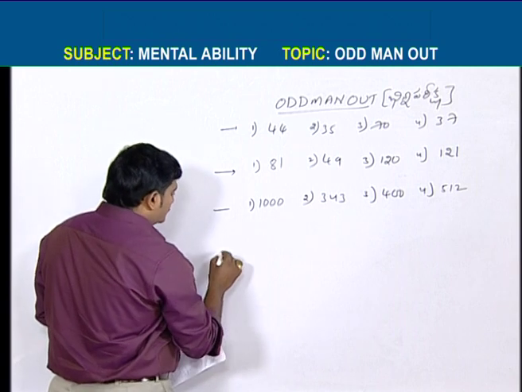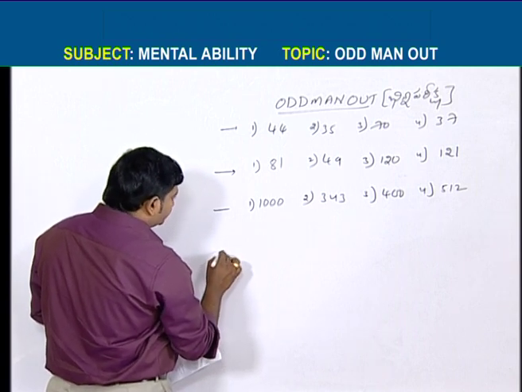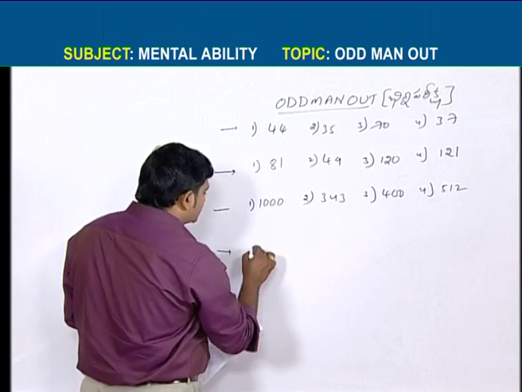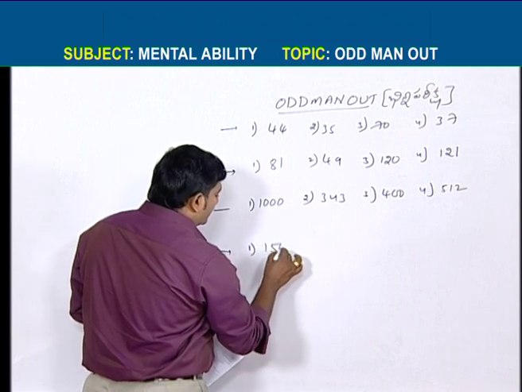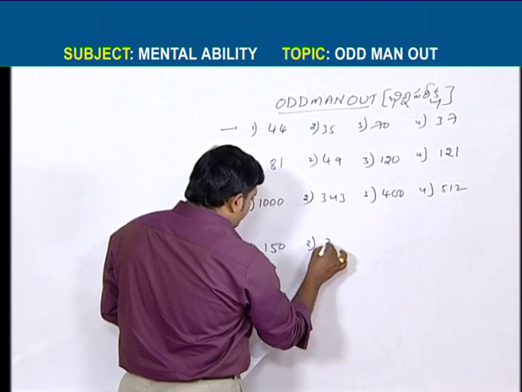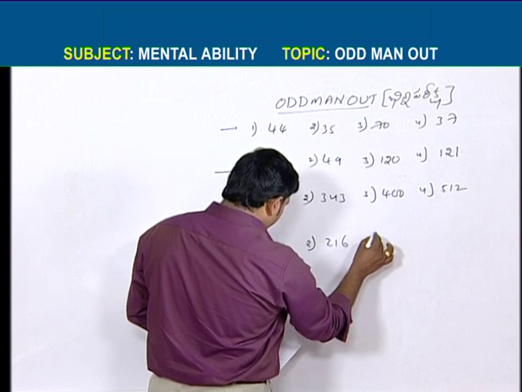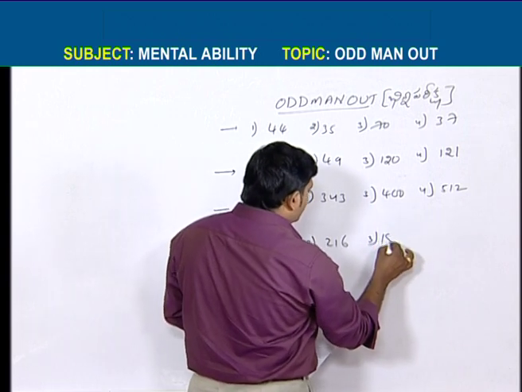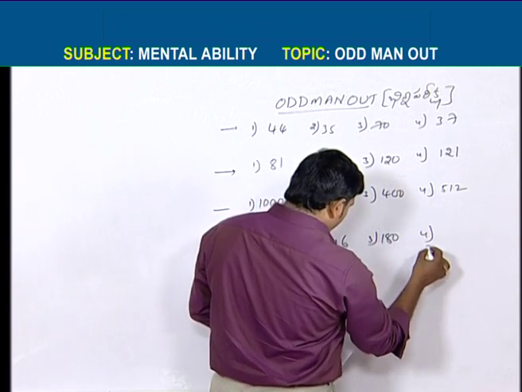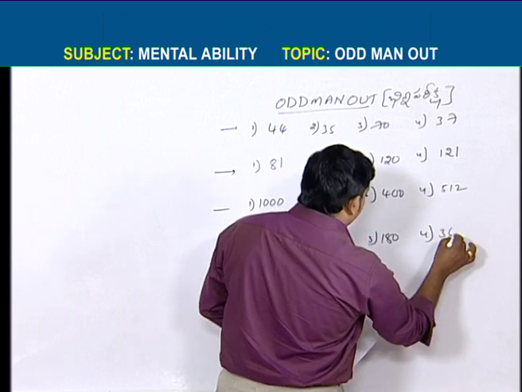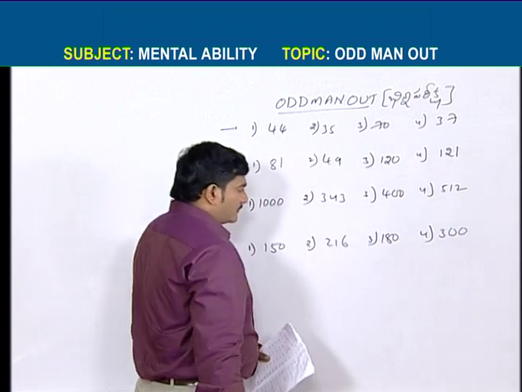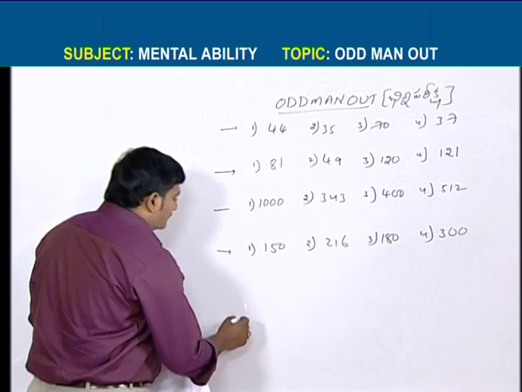And next question, we'll take the next question. This next question is: first option 150, second option 216, third option 180, fourth option 300. Okay. Now we can take one more question.